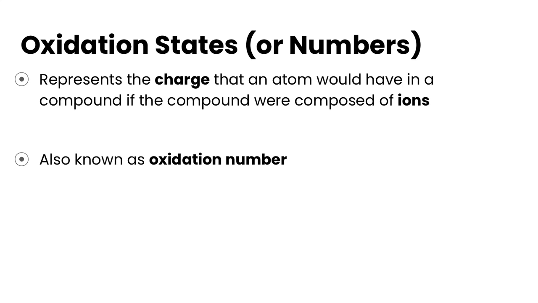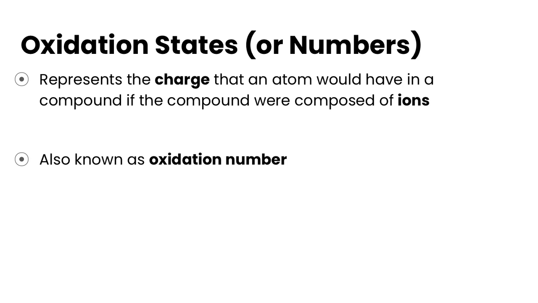In this video, we are going to take a look at oxidation states or oxidation numbers. We're going to take a look at what they are and how to determine them and why they're even useful to learn in chemistry. So let's start out with the definition of an oxidation state.